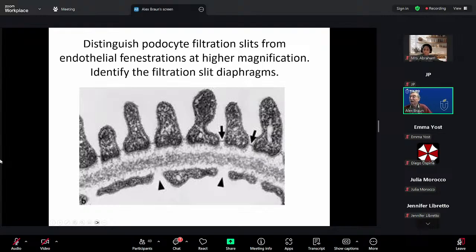Bridging the pedicels are the slit diaphragms. There's this arrow. It's not an arrowhead. It's an arrow. It's pointing towards a slit diaphragm. Again, another arrow pointing towards a slit diaphragm. The pedicels need to be intact, and the slit diaphragms need to be intact in order for the normal filtration barrier to function properly. They contain a variety of important proteins, which we didn't talk about too much in our course.